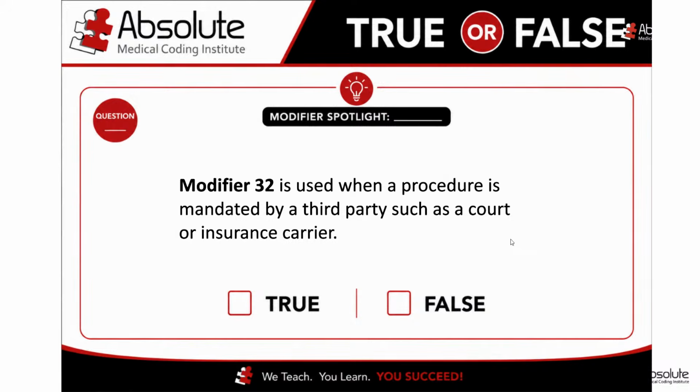The answer is true. Next question. Modifier 32 is used when a procedure is mandated by a third party, such as a court or insurance carrier.